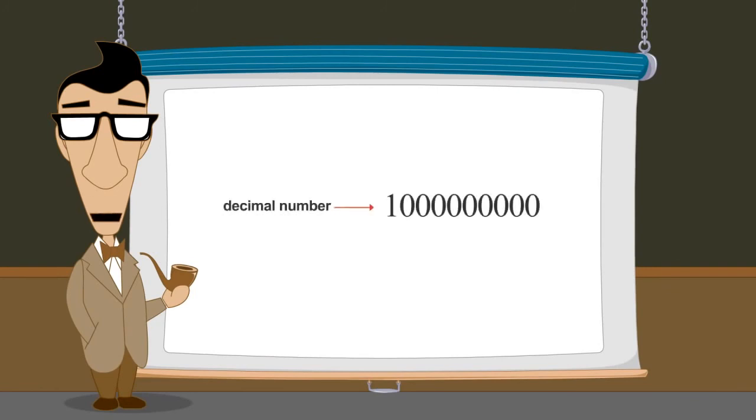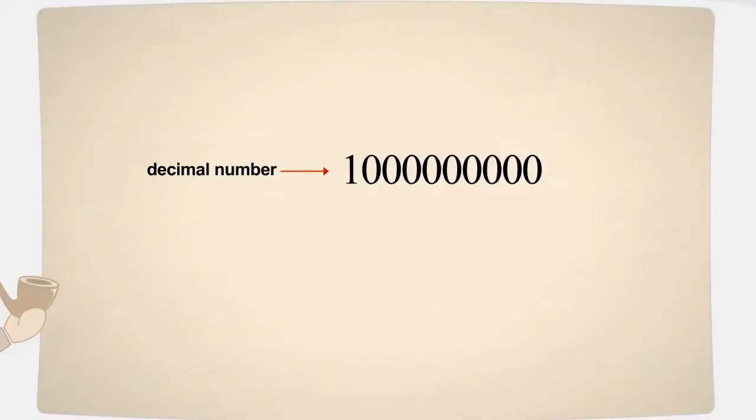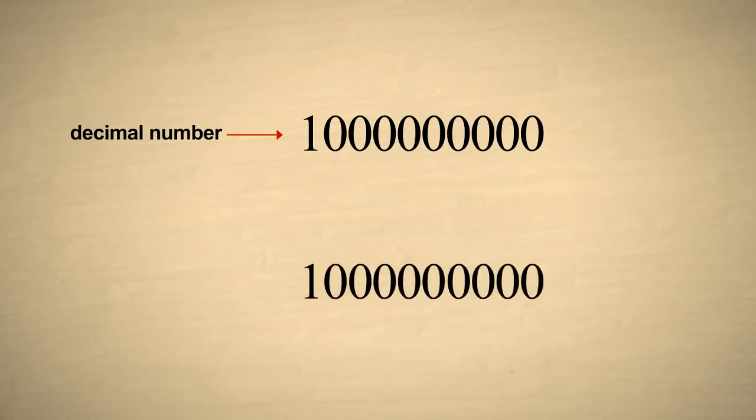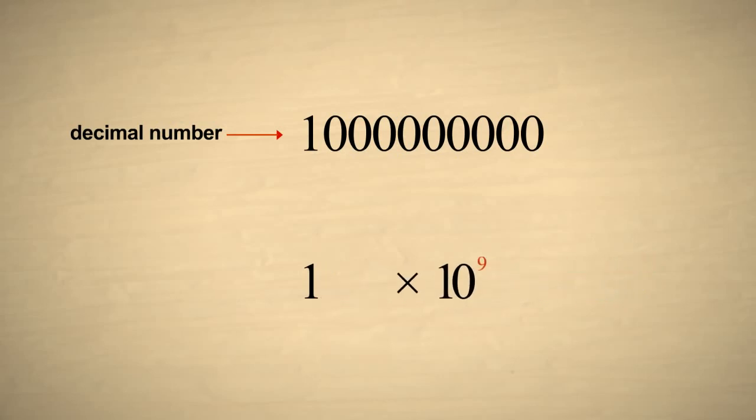Let's try writing the number 1 billion in scientific notation. Once again, we'll add a multiplier of 10 to the 0 power. Now, to position the decimal point after the first non-zero digit, we will need to move it 9 columns to the left. Therefore, we must increase the exponent of the multiplier by 9. The number is now written in scientific notation.